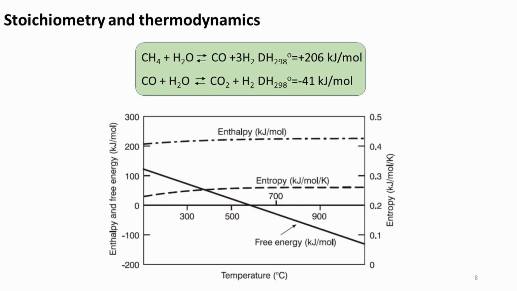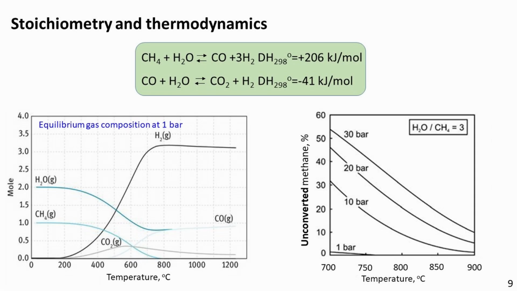Methane steam reforming is a highly endothermic process, so it is carried out at high temperature. The conversion in the endothermic steam reforming is increased with temperature, whereas the opposite is the case for the shift reaction. Methane conversion as a function of temperature in the combined methane reforming and shift reaction is shown in a slide. It is seen that conversion is strongly favored by high temperature, low pressure, and high steam to carbon ratio.